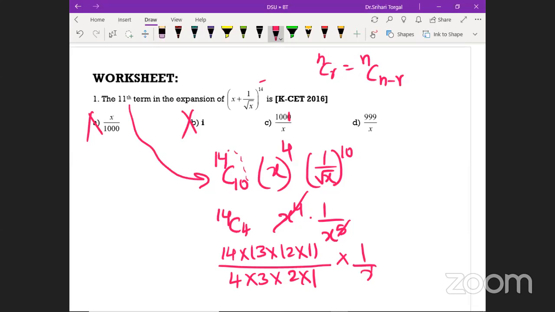Into 1 by x. Now 4 3s are 12, 12 cancel. 2 1s are 2, 7 3s are 21. See here, the answer must end with 1. 7 3s are 21, 1 1s are 1.